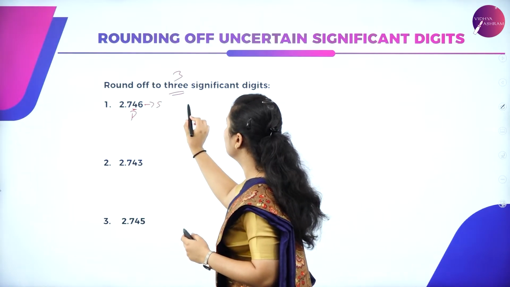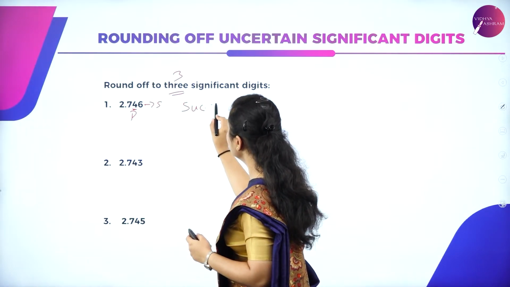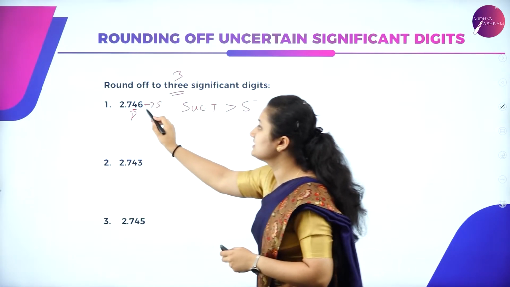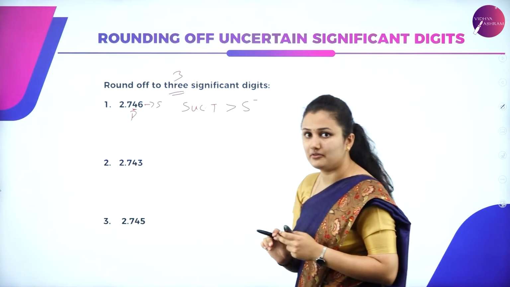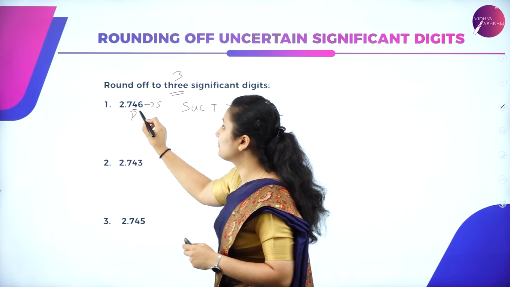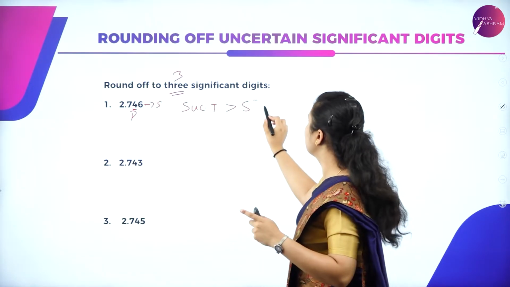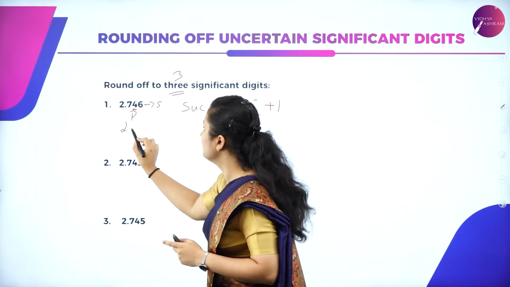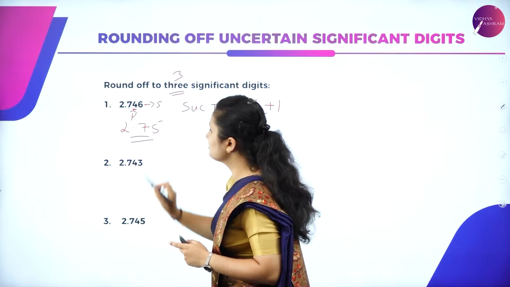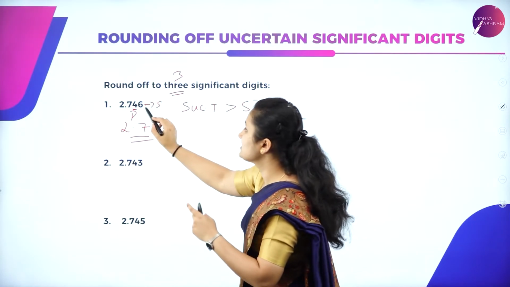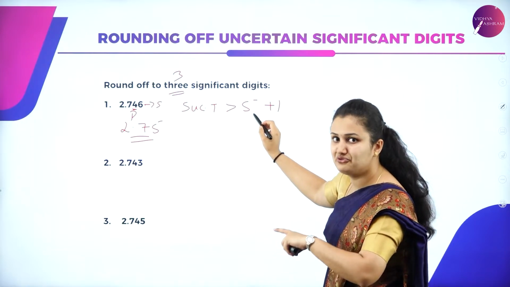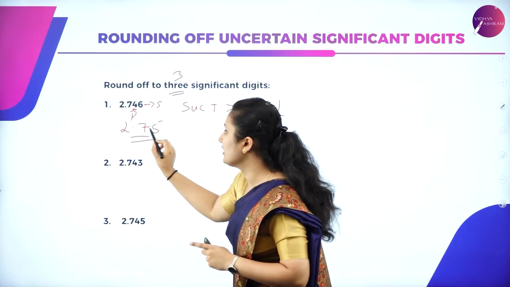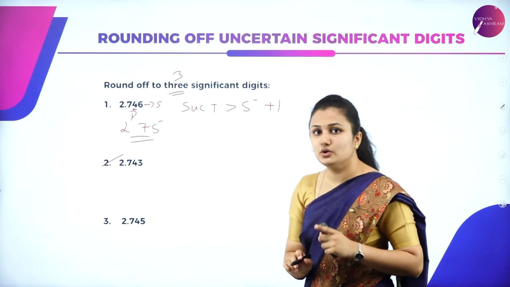If the succeeding term is greater than 5, 6 is greater than 5. So my preceding term will be raised by plus 1. That is, 4 plus 1, it is 2.75. If the succeeding term is greater than 5, the preceding term will be raised by plus 1. So it is 2.75.